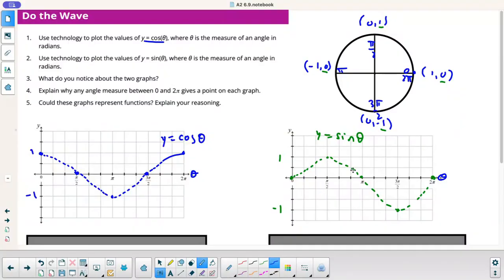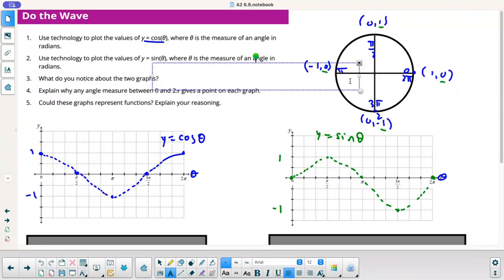Okay. So what do you notice about the two graphs? For number 3, I would say similar. Cosine starts at 1 on the y-axis. Sine starts at the origin.